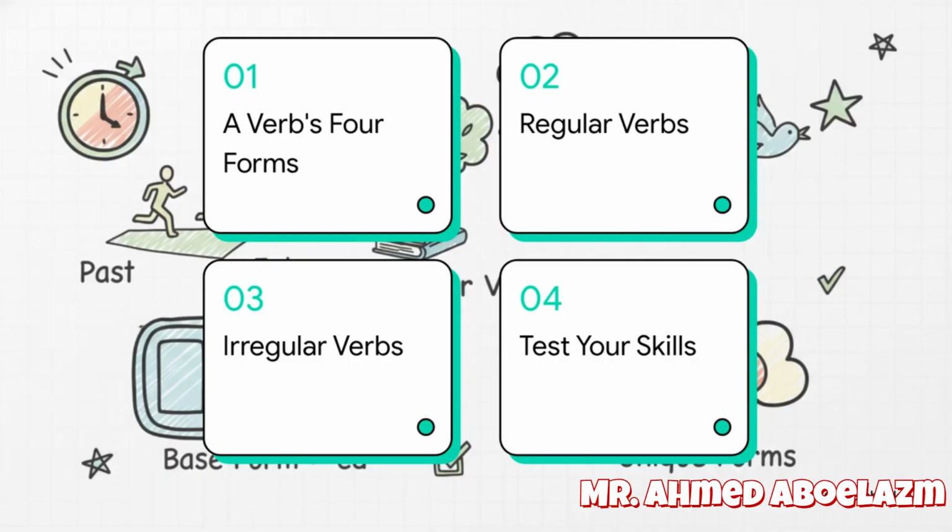So, here's our game plan for today. We're going to start with the 4 essential forms that literally every verb has. From there, we'll get to know the super predictable regular verbs, and then we'll meet their wild, rebellious cousins, the irregular verbs. And to wrap it all up, we'll put your new skills to the test. Sound good? Let's do it.